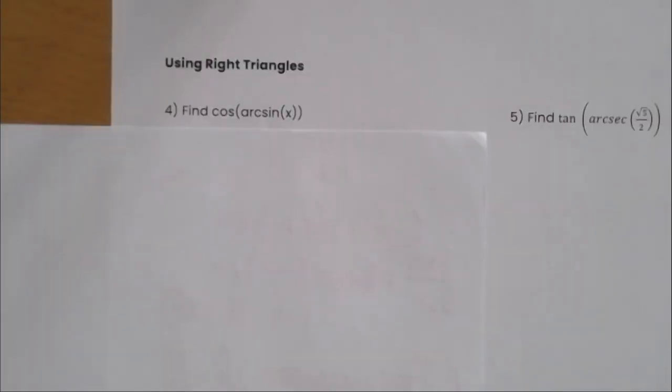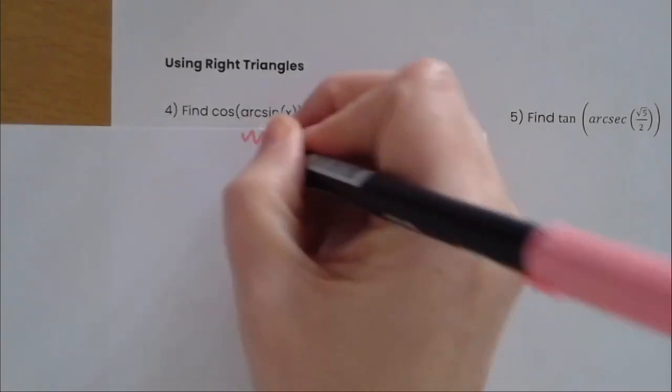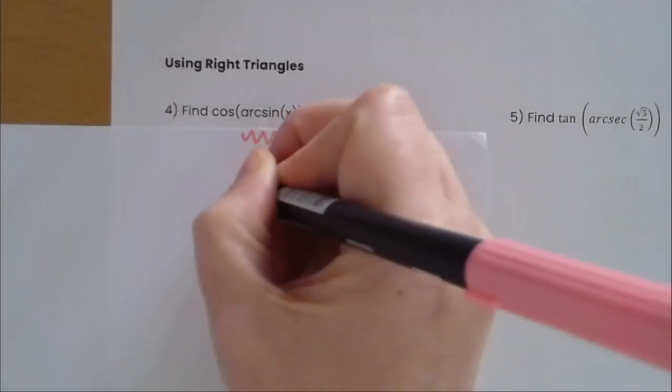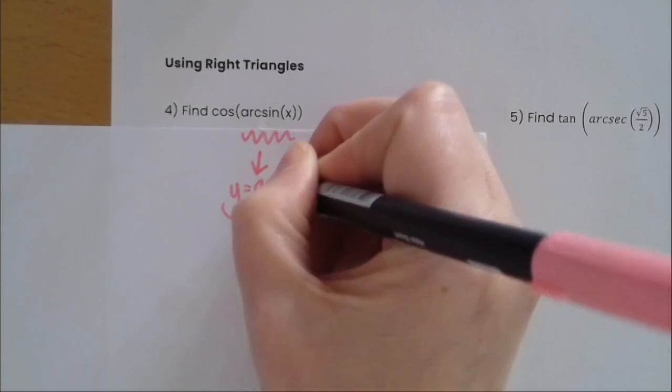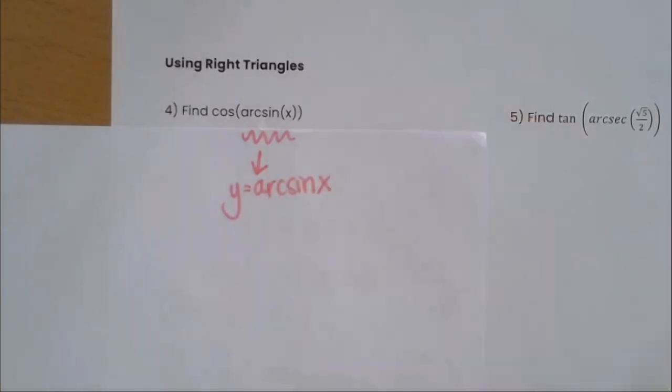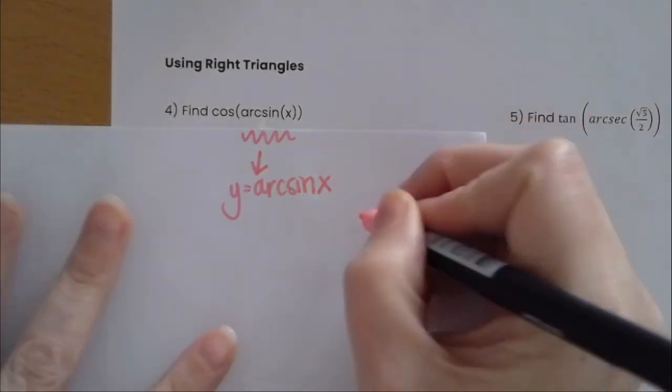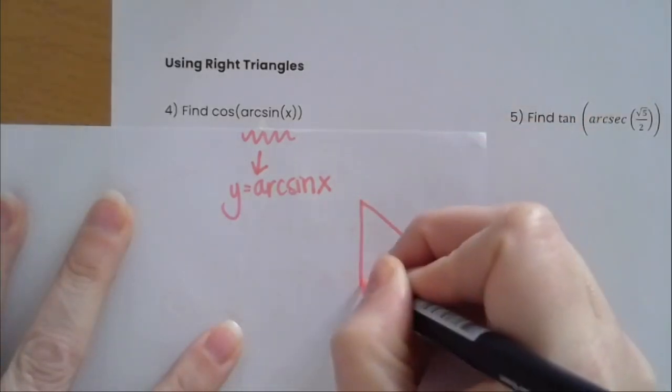Okay, so looking at number 4, we've got cosine of arcsine of x. So these are definitely not opposites, so the x is not going to be just freed up. Okay, so first off, I'm going to write this as y equals arcsine of x. And now we're going to use right triangles to help us get through this. So we're going to draw a right triangle.